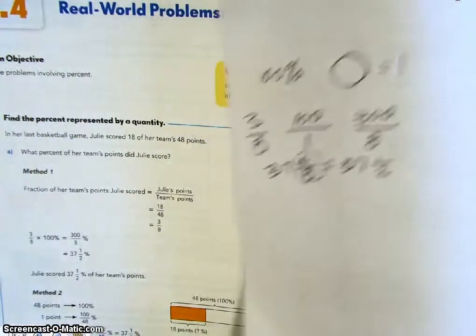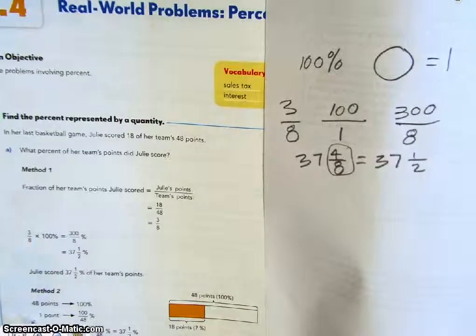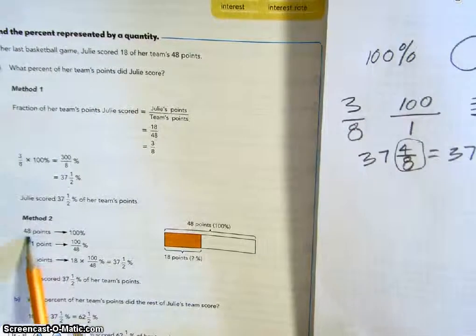So there is one other method that you can use. We just did method 1. Method 2 is if the total score was 48 points, which we talked about up here is the 100%. So 100% of the team's points was 48. So the real number for 100% is 48.